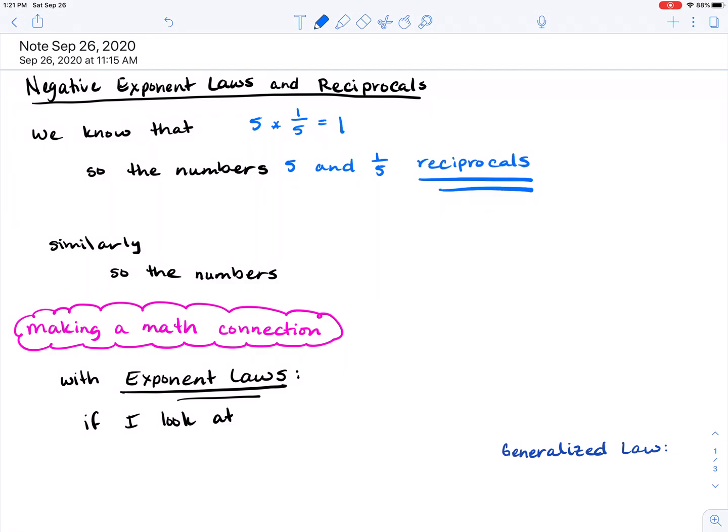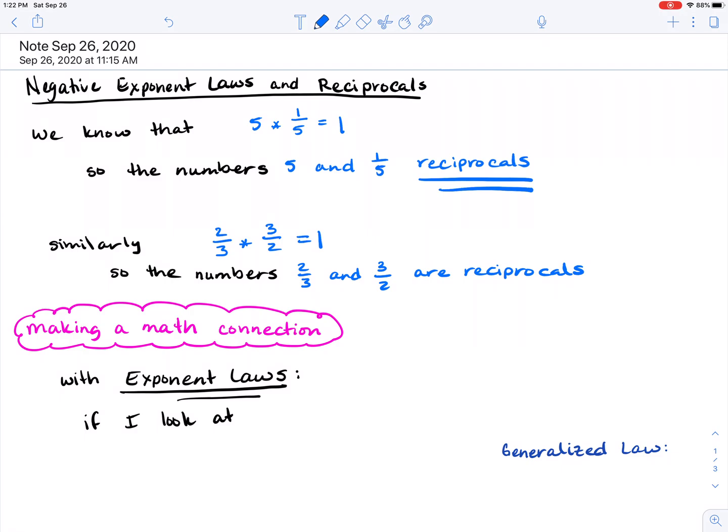Also, we know that if we look at the fraction 2/3 times 3/2, that equals 1. So again, the numbers 2/3 and 3/2 are reciprocals. Now let's make a math connection to exponent laws.